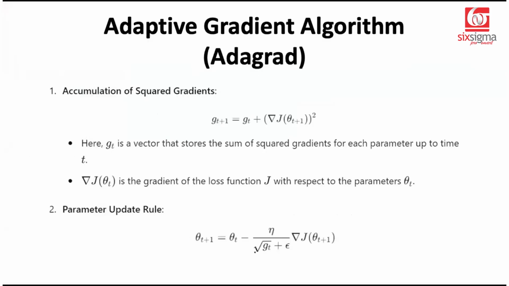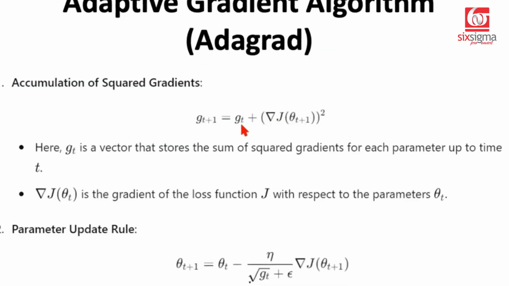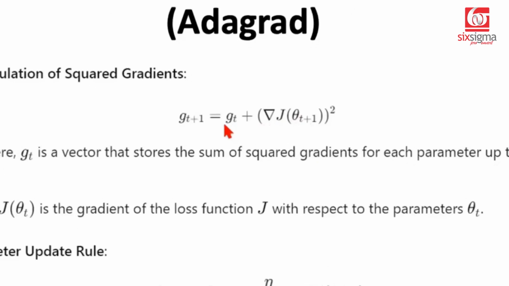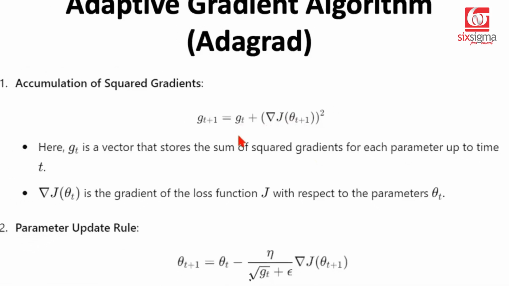Let's talk about the adaptive gradient algorithm, and we'll see the equations. So we saw the idea of accumulating history when we talked about momentum. But when we talk about the adaptive gradient algorithm, it accumulates the squared gradient. You can see this equation where this term g_t is something that stores the sum of squared gradients for each parameter up to time t.